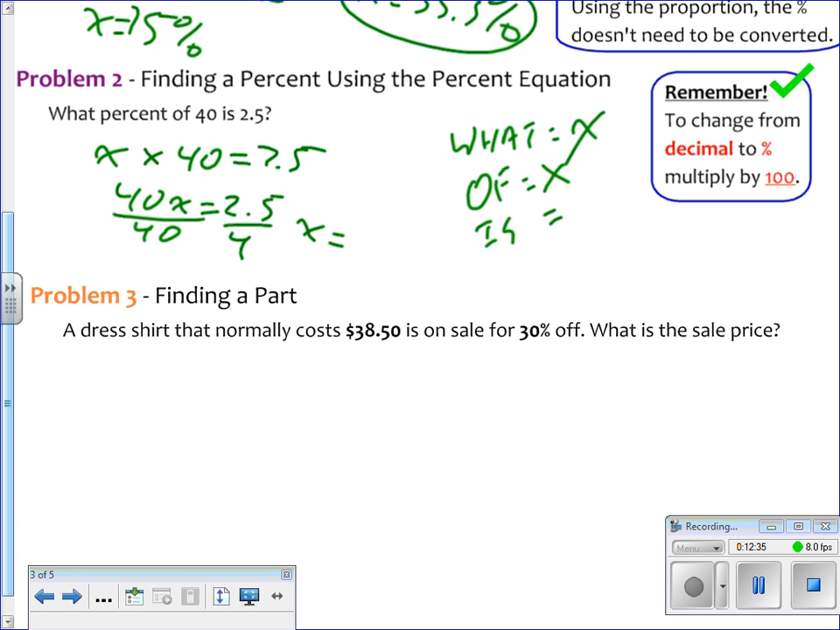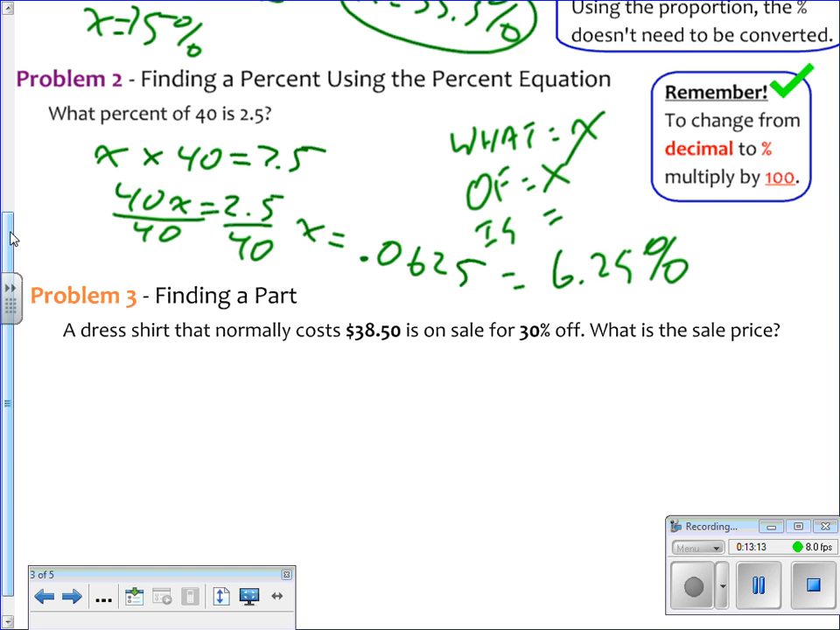Divide both sides by 40, not 4. And x equals 0.0625. Now, I have a problem with my final answer. What do I need to do to my final answer? I need to change my decimal to a percent, which means I move my decimal point 2 places to the right. So my answer actually is 6.25%.